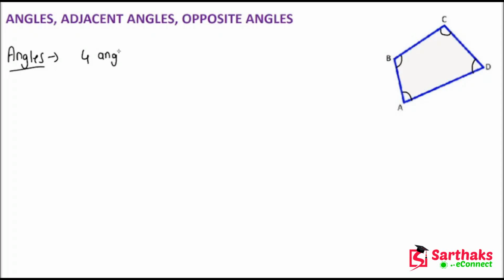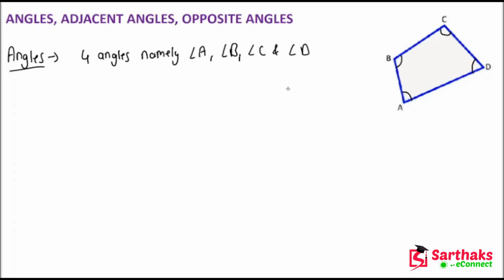We have four angles in a quadrilateral, namely angle A, angle B, angle C, and angle D. You can clearly see ABCD as four angles. You can also call angle A as angle BAD or angle DAB. That is also the name of angle A. Similarly, angle B can be called as angle ABC or angle CBA.